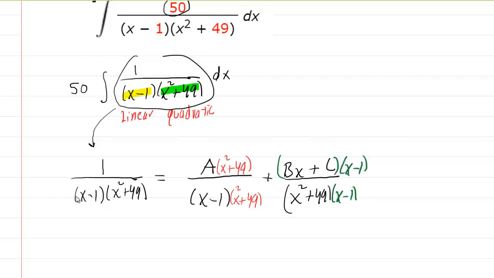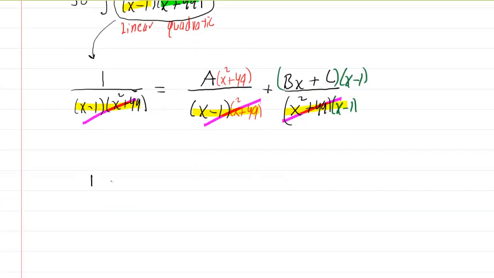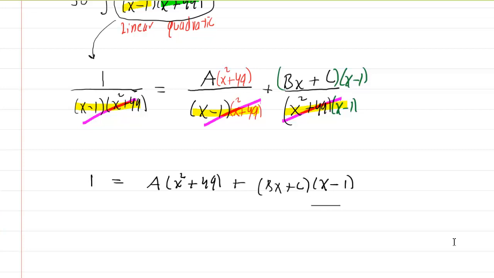Now that the three denominators are equivalent, you can basically just cross them off. That's equivalent to multiplying each term by the denominator. So now you have 1 is equal to a times x squared plus 49 plus the bx plus c times x minus 1. Now remember, your goal is to find the value of the constants a, b, and c. And there's a couple of ways in which we can proceed here.